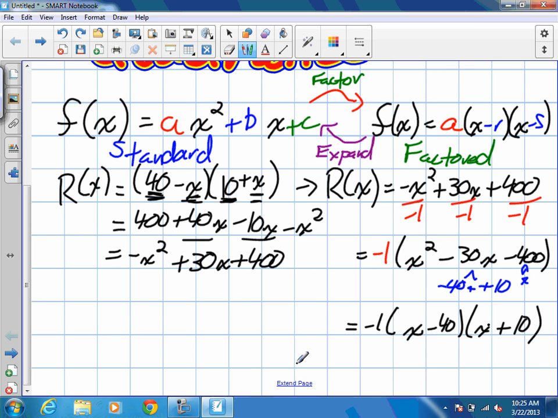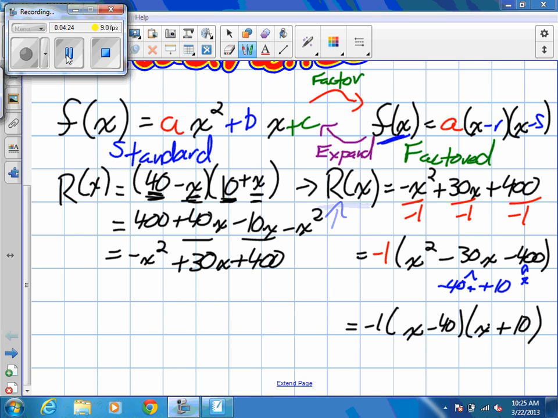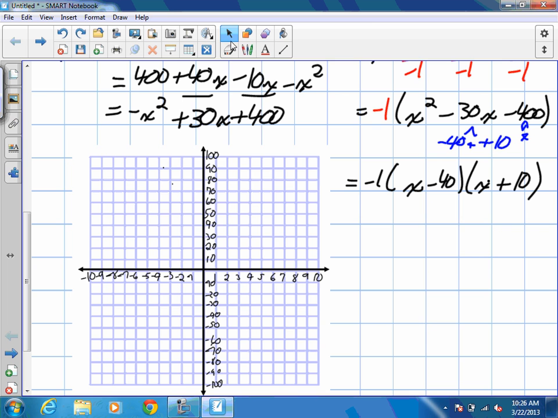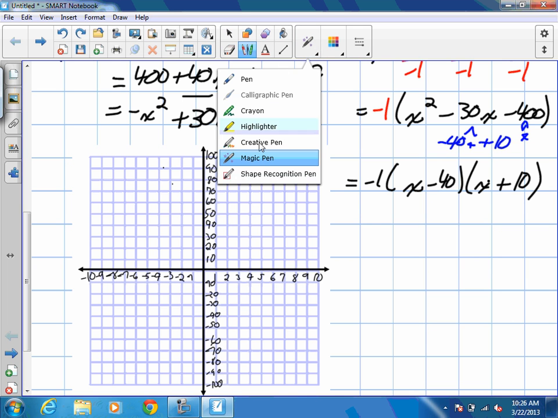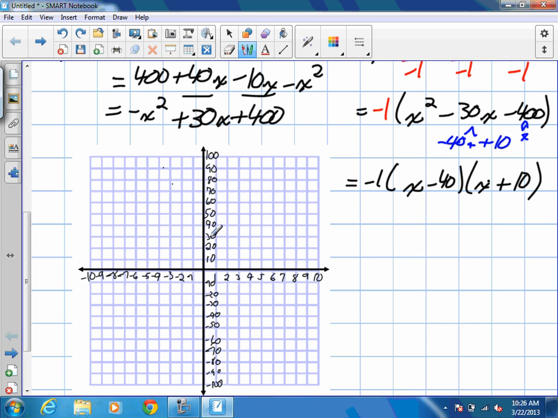Now, in factored form, this is technically equal to, I think it's a revenue formula, so they called it R of x. Same thing as f of x. We're going to graph this. So let's pause this and get a graph. So we brought up our graph here, and I need to actually graph these two quadratics. So we're going to figure out how to go about doing this.